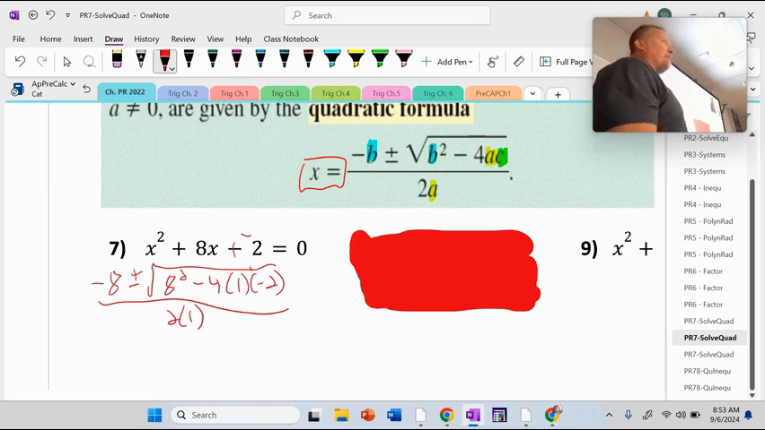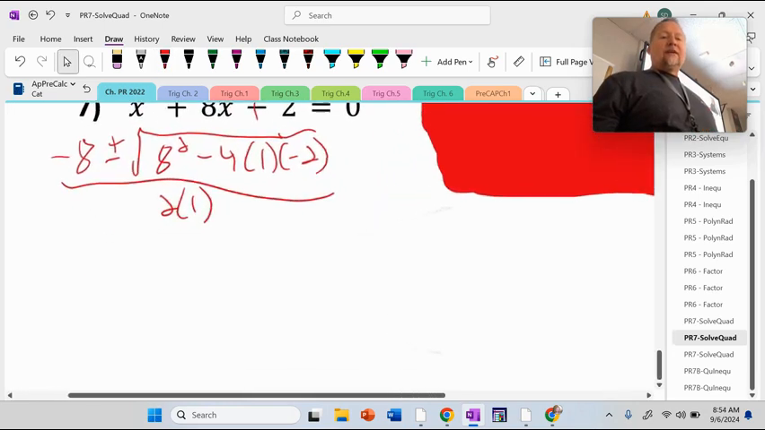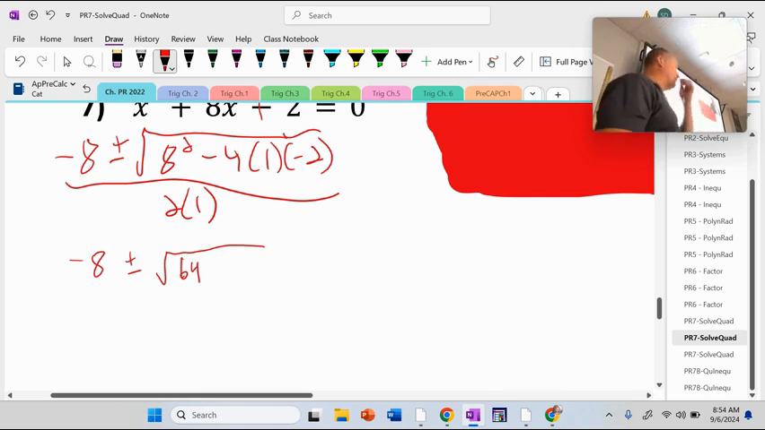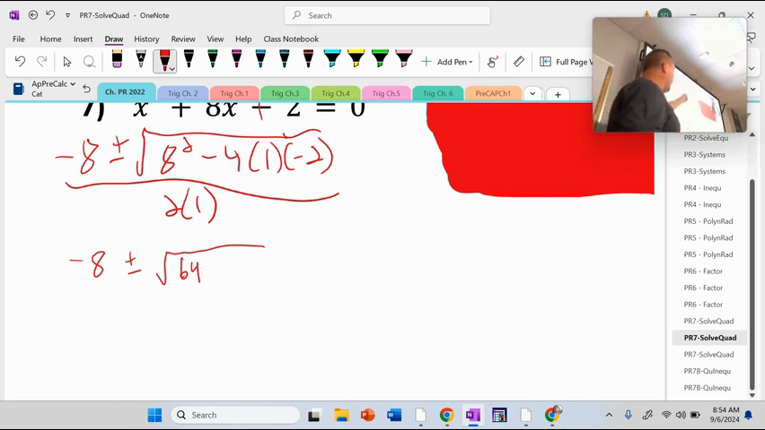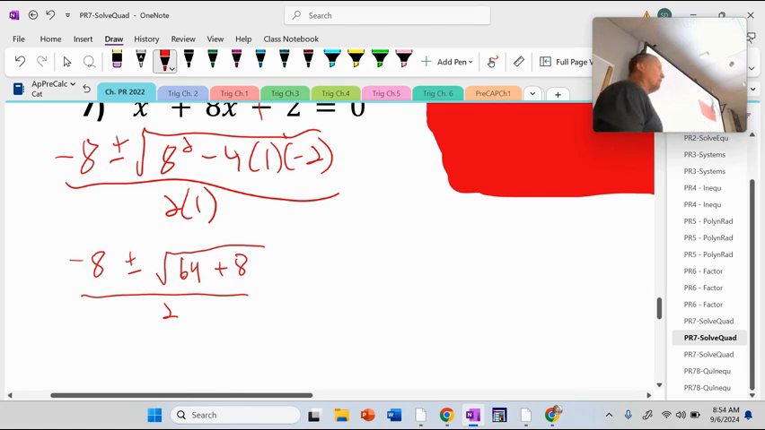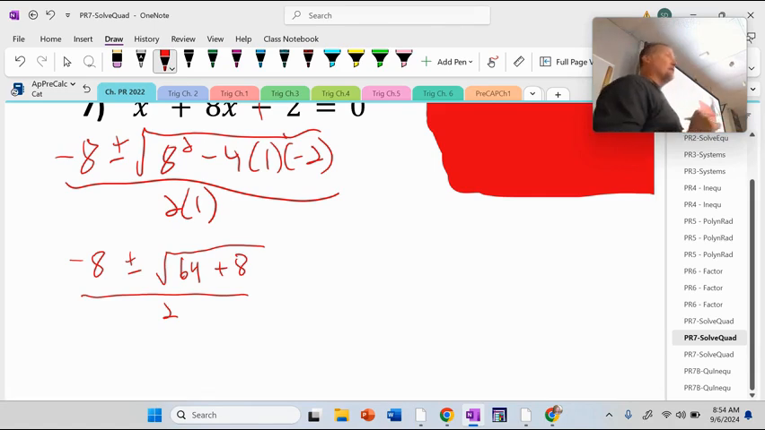Okay, now, and this is why I have to go through this too, the ability to simplify with radicals and all that stuff. So here we go. Negative 8 plus or minus the square root of 8 squared is 64. And then this is negative times negative, which is positive. So that's plus 8. All right. So the ability to deal with the math here and just not make mistakes, very important. I get people making negative mistakes all the time.